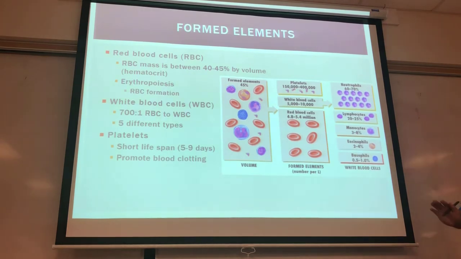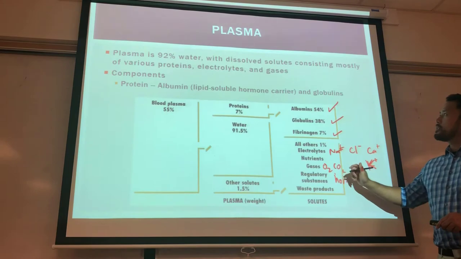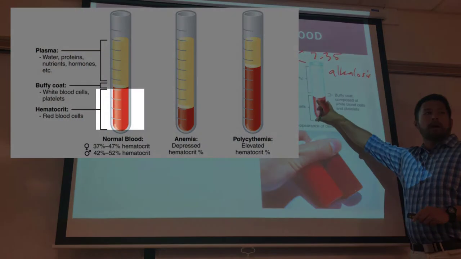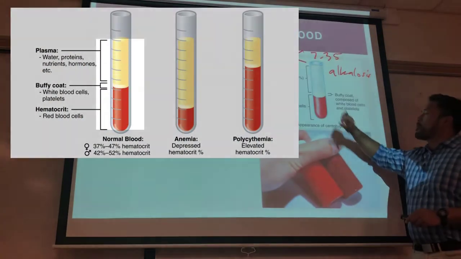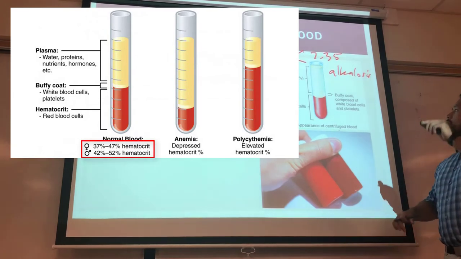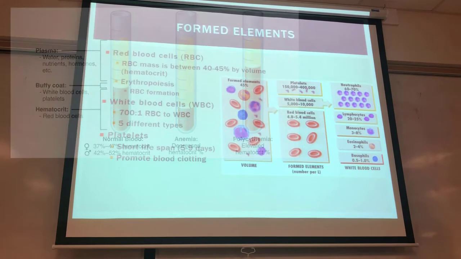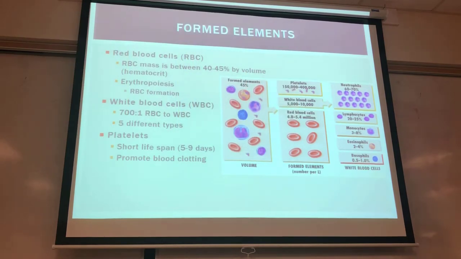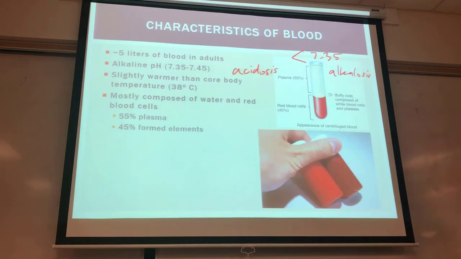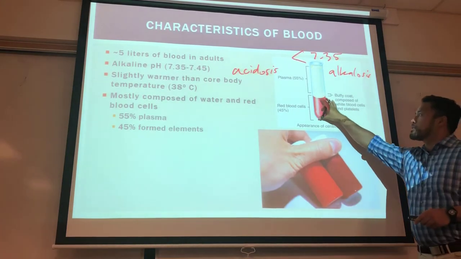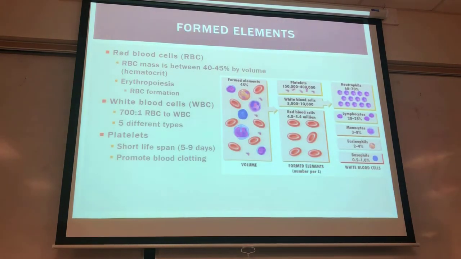So if you were to measure the amount of this pellet by volume, we know it's about 45% of the entire sample. That would, being red blood cells comprising most of the formed elements, or that pellet specifically, be what's called our hematocrit, and that is the percentage of red blood cells. So how much volume is that of the formed elements? This is going to be our hematocrit, the percentage by volume.